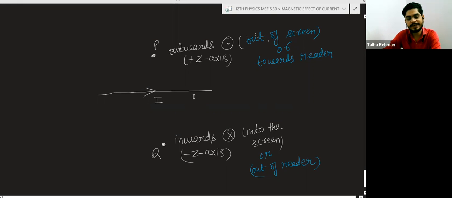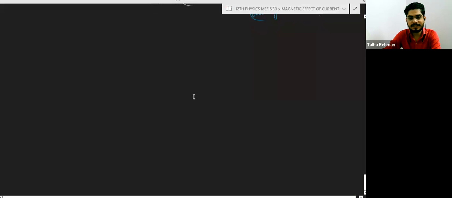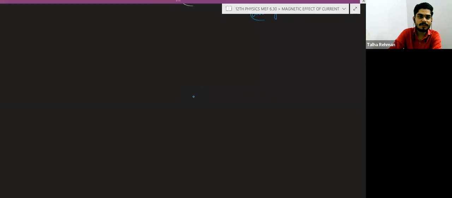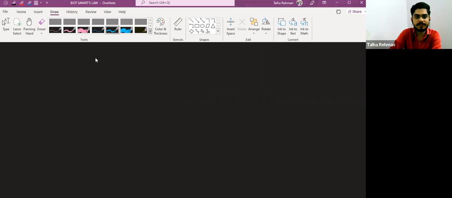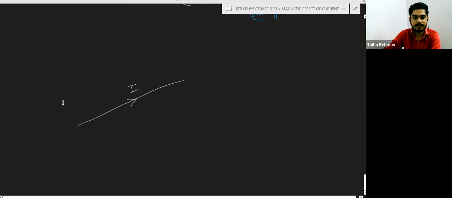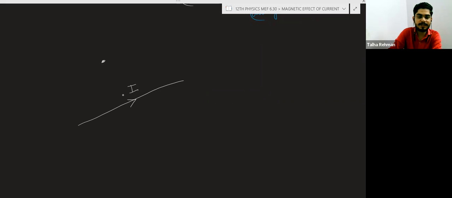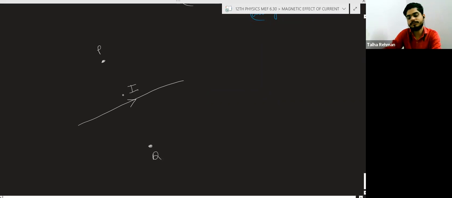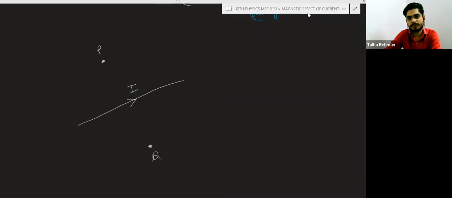For me, it is also very difficult to make you understand the direction. Just one last question. I want to check whether you have got it or not. This is the current carrying wire, suppose, and I want the direction of the magnetic field at this point P and the direction of the magnetic field at this point Q. Just please tell me. All of you will tell. One by one.